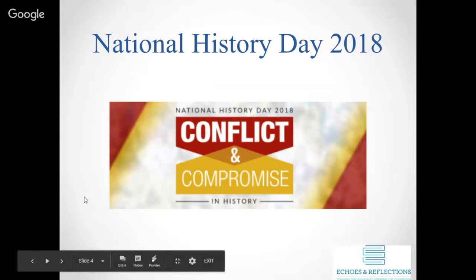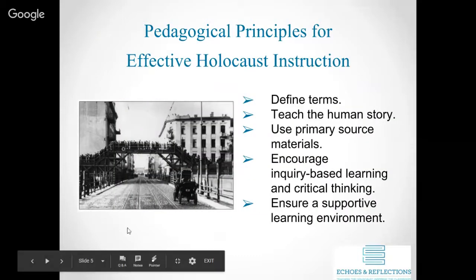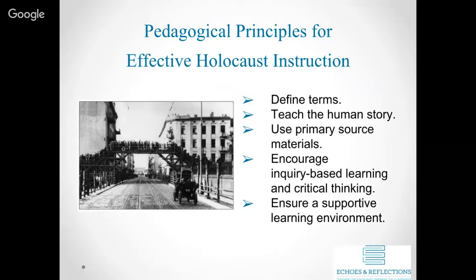So I'm excited to share that with you. Before we get to that though, I do want to just share some basic pedagogical principles that Echoes and Reflections has when teaching about the Holocaust. And again, with National History Day, while many of us serve in more of an advisory role for our students, we do want to make sure that we follow these basic principles.